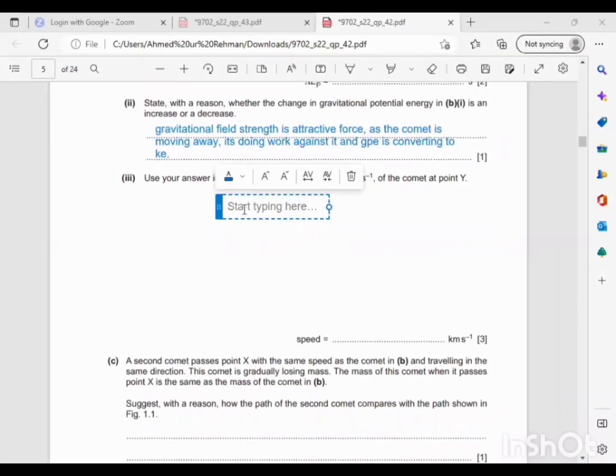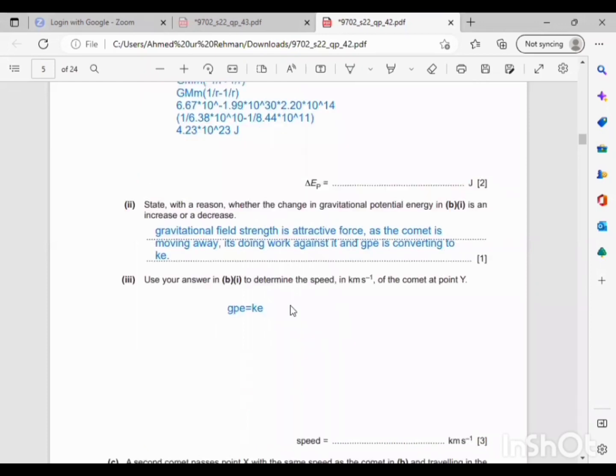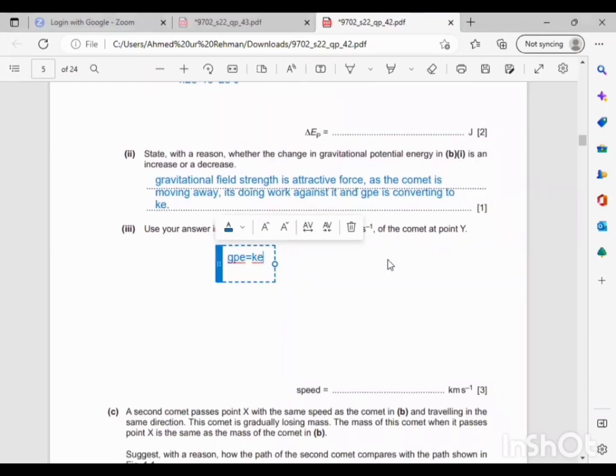Okay, for this part, we're going to use the same idea that GPE is going to convert to KE. We already know the change in gravitational potential energy is 4.23 into 10 to the power 23. So we're going to equate this to the change in kinetic energy. And we know that it's equal to half mv square. Because we're going for change, we'll subtract the initial velocity from the final velocity.